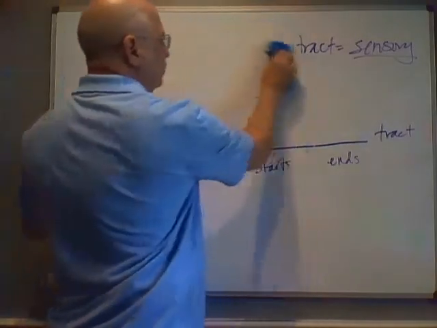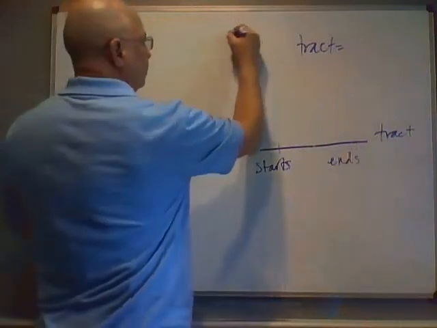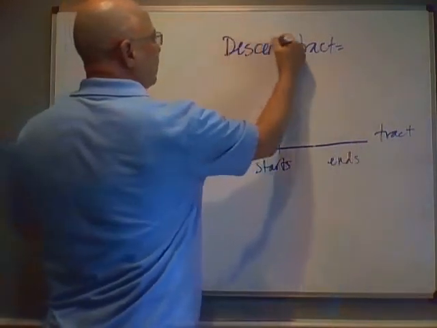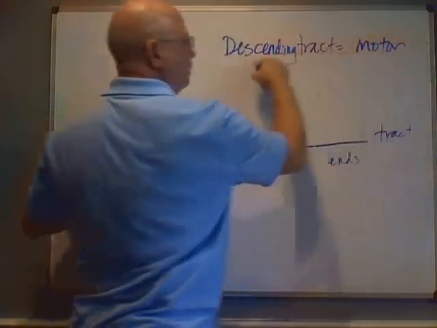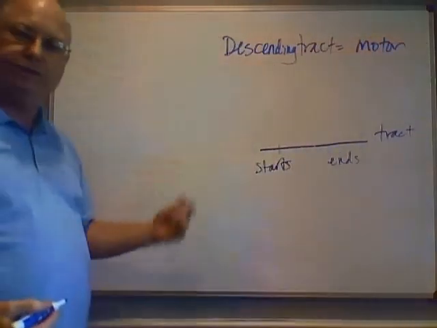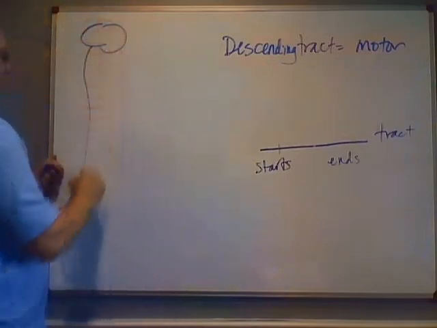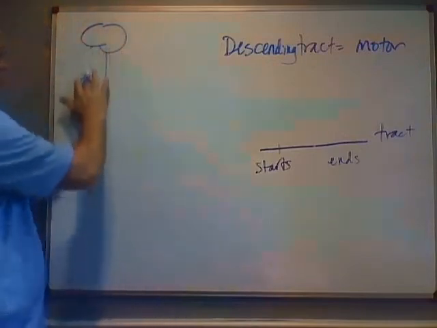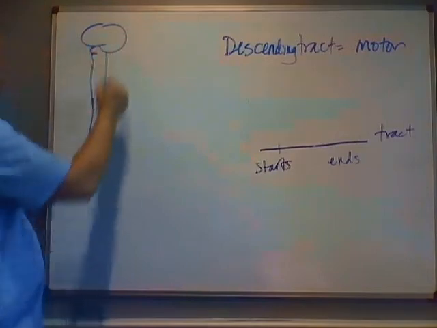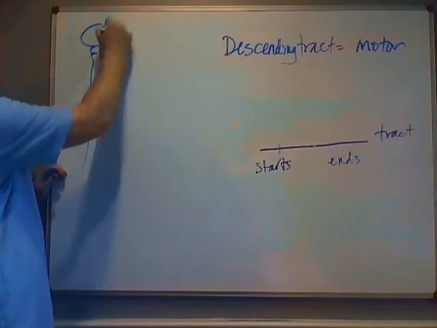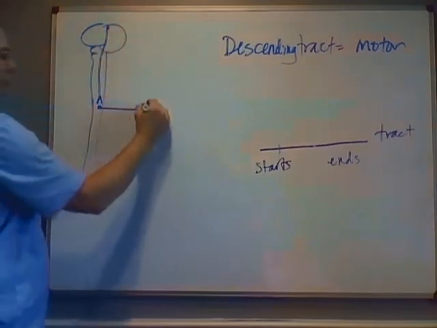Descending tracts are always going to be motor. So when you hear the term descending tract or motor tract, you think of the other term, descending motor, motor descending. Because up here in our brain, if I'm going to send motor commands down, the thought to initiate them usually starts somewhere higher and then descends, and then I have a motor neuron going out to muscle.